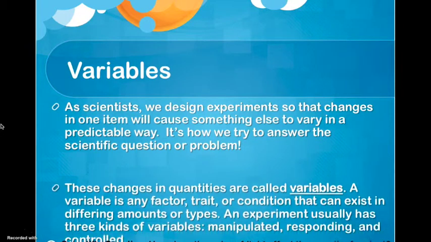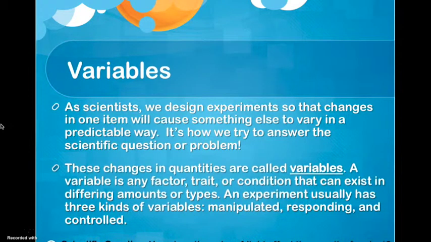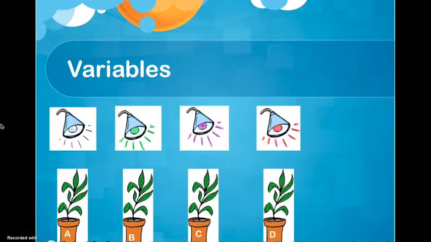Okay, and I got a little bit ahead of myself, but the changes are called variables. A variable is any factor, trait, or condition that can exist in differing amounts or types. An experiment usually has 3 kinds of variables. There's manipulated, there's responding, and there's controlled. So we're going to take a look at what those 3 look like. So here's back to our experiment. Remember, the question is, how does the color of light affect the growth of a plant?